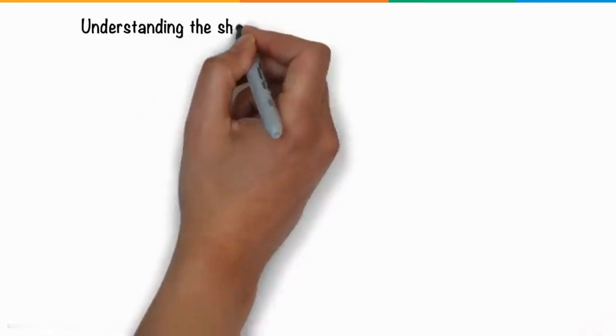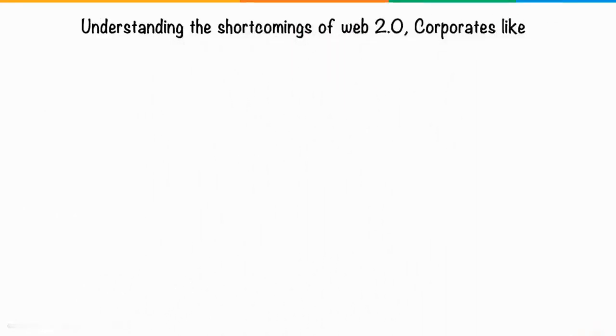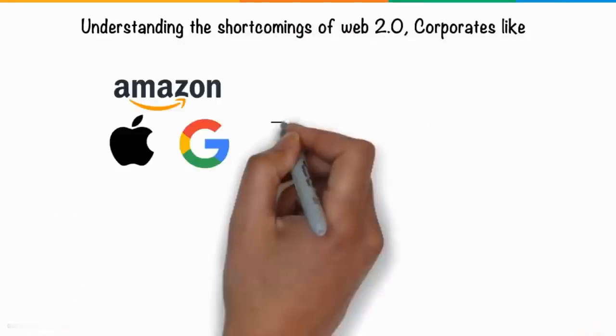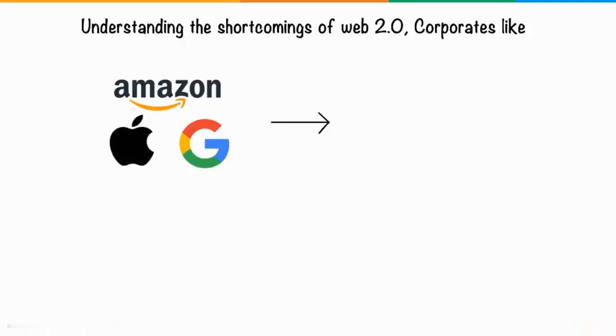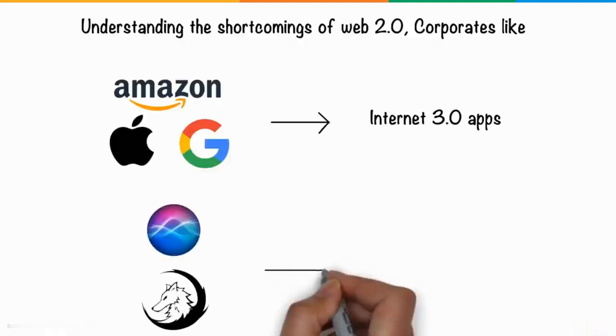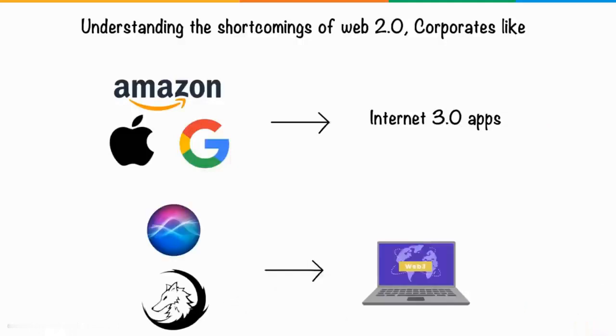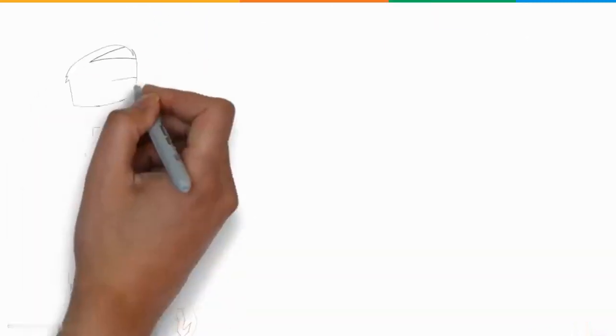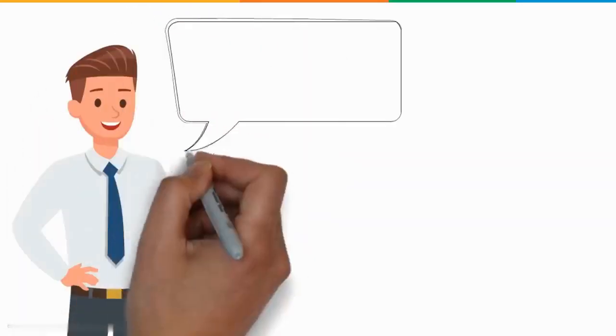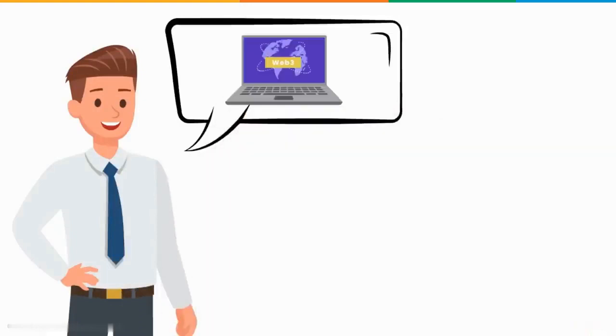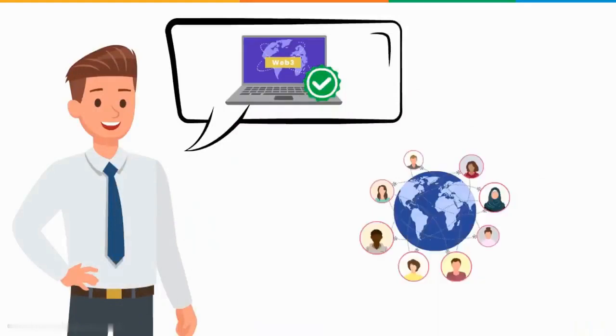Understanding the shortcomings of Web 2.0, corporates like Amazon, Apple, and Google are transforming their existing services into Internet 3.0 apps that abide by these four principles. Siri and Wolfram Alpha are two applications that use Web 3.0 features. After learning about this, Ray was relieved by the fact that Web 3.0 is going to bring so much of a difference, not just in his life, but also to the society as a whole.